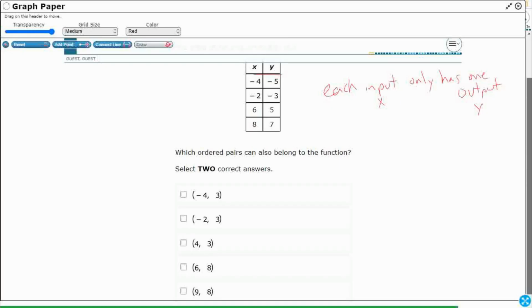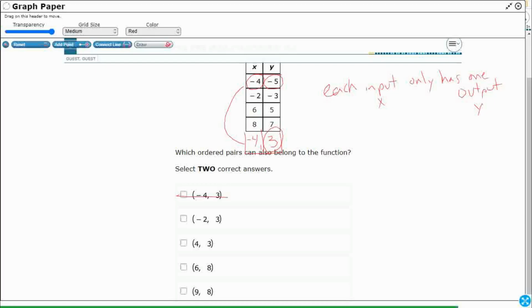Well, take a look at this first one. If I were to just extend this down here and say -4, 3. So let's see, can we do that? Well, take a look at the issue here. I would have a -4 going to a -5, but then that same -4 would go to a 3. So it would fail the vertical line test. So that's why this one is incorrect, because each x can only have one y. So that makes that wrong.